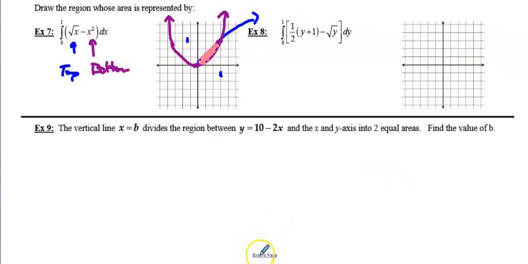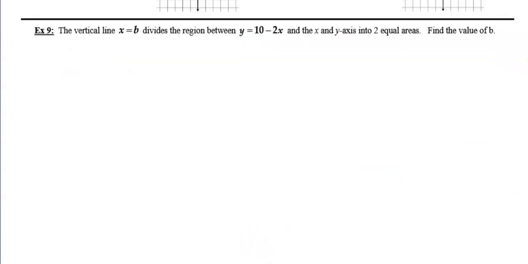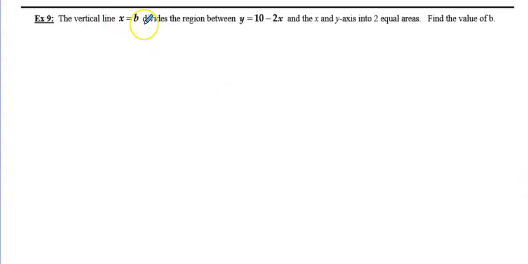So let's look at example number 9 and put it back on the screen here. It says a vertical line, x equals b, divides the region between y equals 10 minus 2x and the x and y axis into two equal areas. Find the value of b. So the first thing we're going to do is visually look at what's going on here. We know that we have a y-intercept at 10, right? When x equals 0, then y is going to be 10. When y equals 0, we're going to get that x is going to be equal to 5.